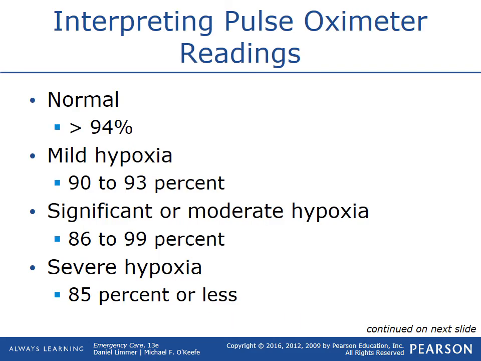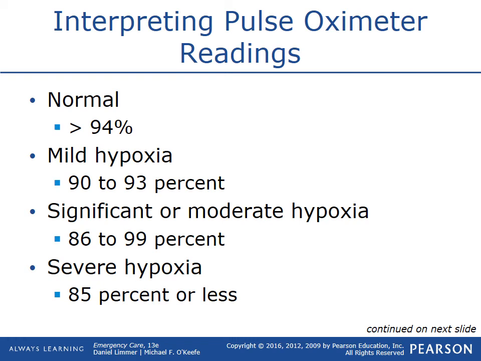So obtaining those pulse ox numbers, normal is above 94%. We want to aim for that 94 to 99%. Anything less than that is considered hypoxia, whether it's mild, still in the 90s, significant in the 80s, or severe hypoxia, less than 85%.